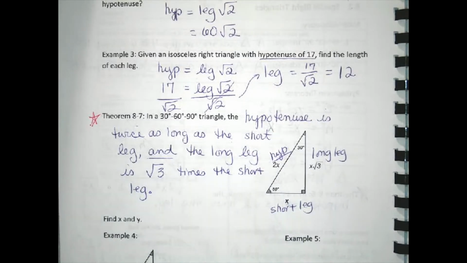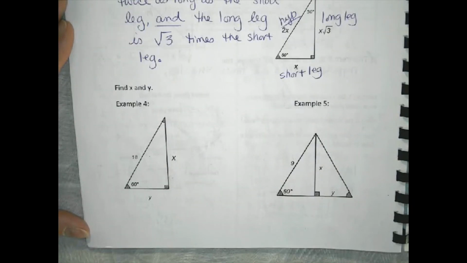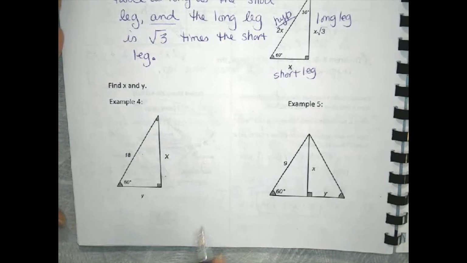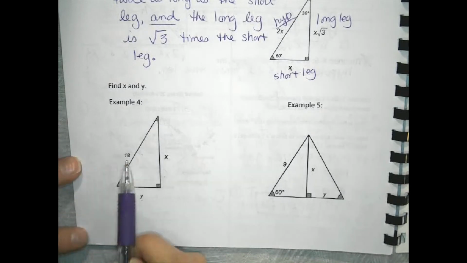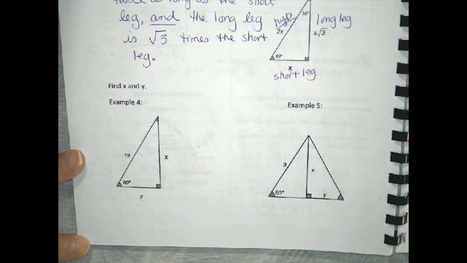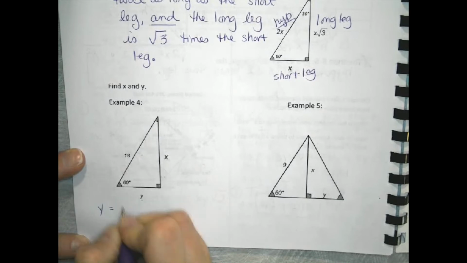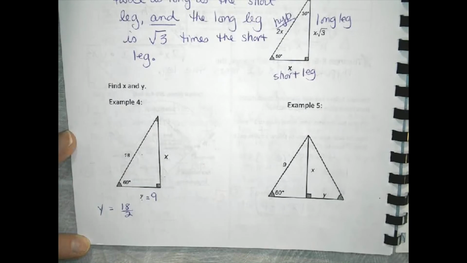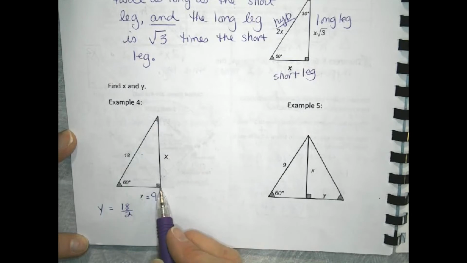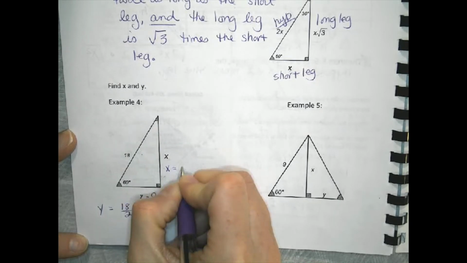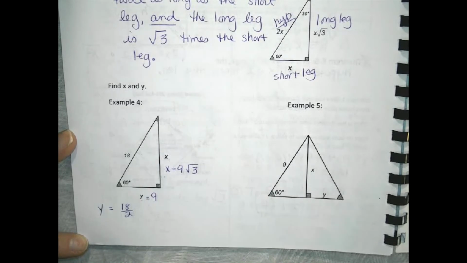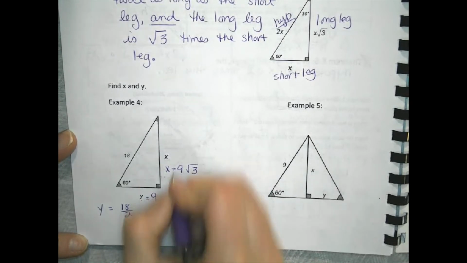Looking at example 4 below, I am asked to solve for x and y. So keep in mind that y, the short leg, will be half the length of the hypotenuse. Therefore, y must equal 18 divided by 2, or 9. Once I know that the short leg is 9, then in order to find the long leg, I would simply do 9 times the square root of 3. And in this case, that comes out to be approximately 15.6 units.